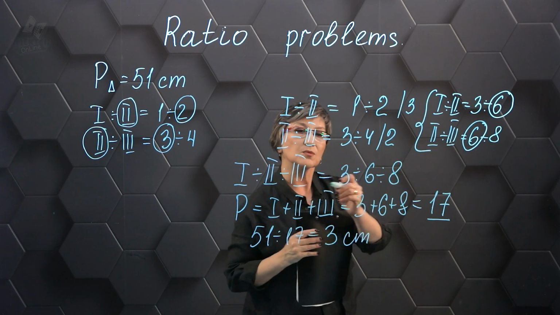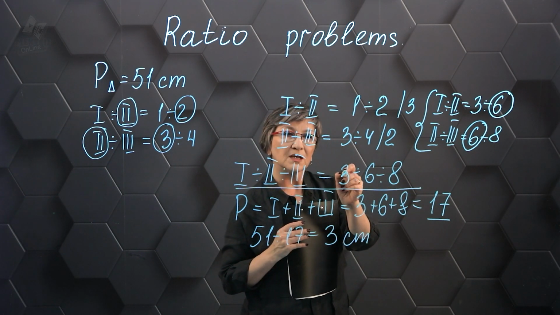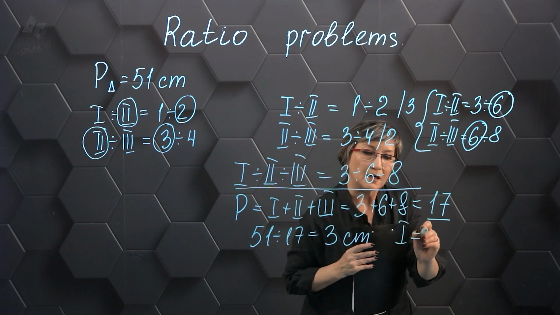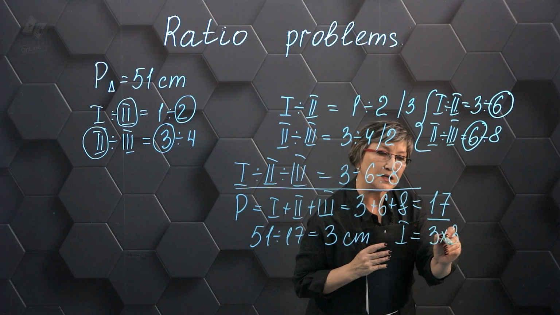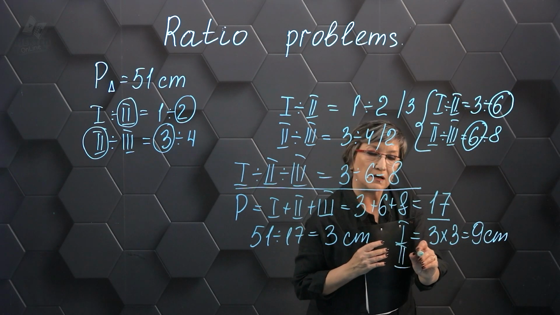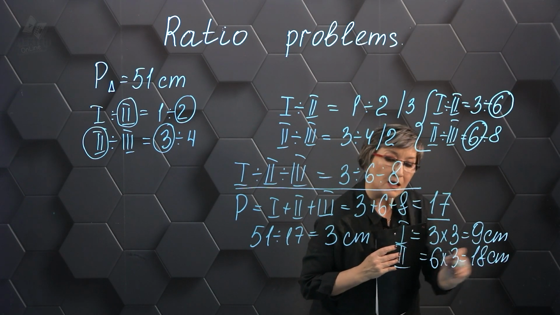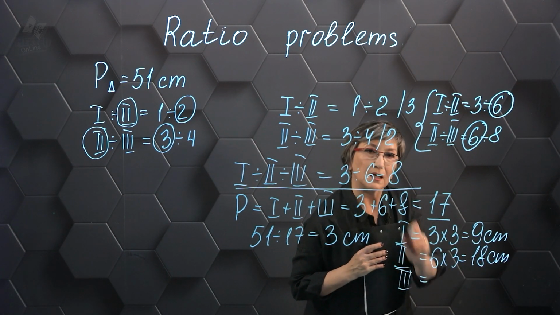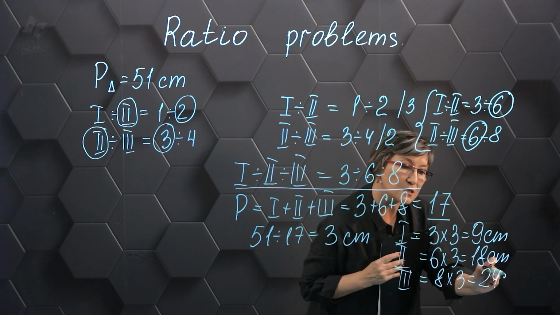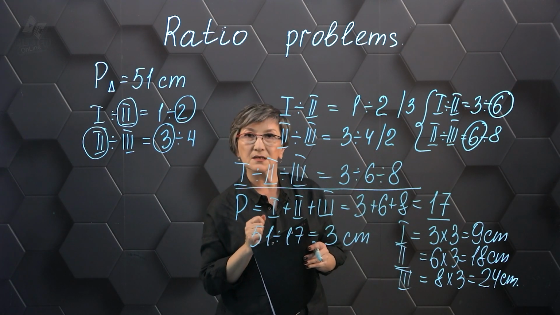Let's go back to our condition. The first side is 3 times 3 equals 9 centimeters. The second side is 6 times 3, 18 centimeters. And the third side, that's 8 times 3, equals 24 centimeters. We found the lengths of all the sides.